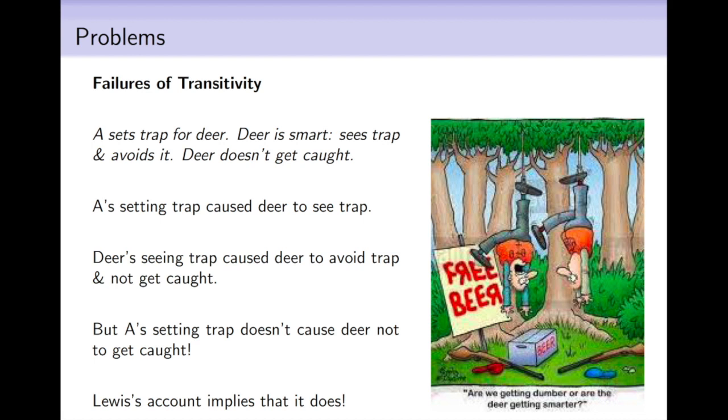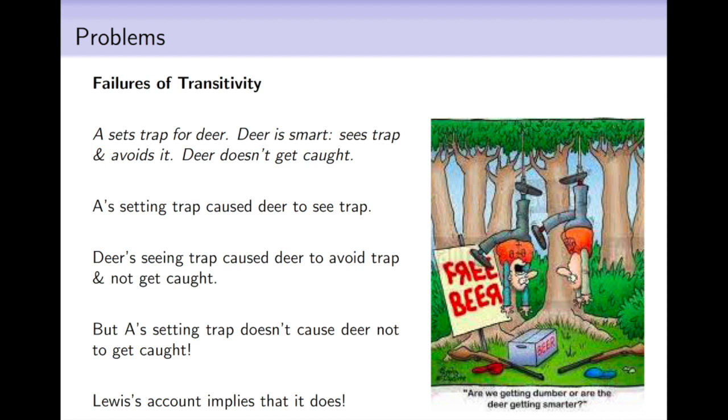So consider this case. Suppose that Alice sets a trap for the deer, but this deer is intelligent, sees the trap and avoids it, and so the deer doesn't get caught. Now, it seems true that Alice's setting the trap caused the deer to see the trap. If Alice hadn't laid the trap, the deer wouldn't have seen it. Counterfactual reasoning validates that. So plausibly, her setting it caused the deer to see it. The deer seeing the trap plausibly caused the deer to avoid the trap and so not get caught. Obviously, the avoidance of the trap counterfactually depends upon the seeing of the trap, right? If the deer hadn't seen it, the deer wouldn't have avoided it, and so would have got caught.